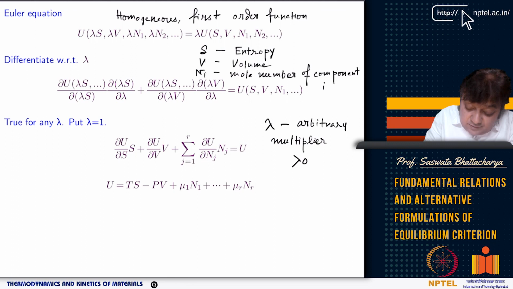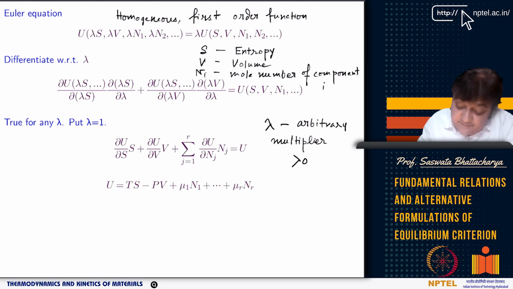So how do I do that? I can write it this way: del U by del lambda S, times del lambda S by del lambda, again del U by del lambda V, times del lambda V by del lambda, and so on. On the right hand side, it is del of lambda U(S, V, N) by del lambda. Differentiating lambda with respect to lambda gives 1, unity. So as a result, here we do not have lambda; here it is 1. So now you have U(S, V, N1).